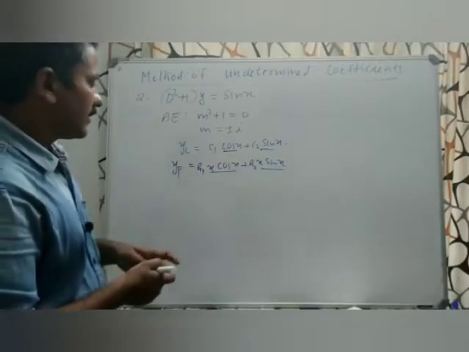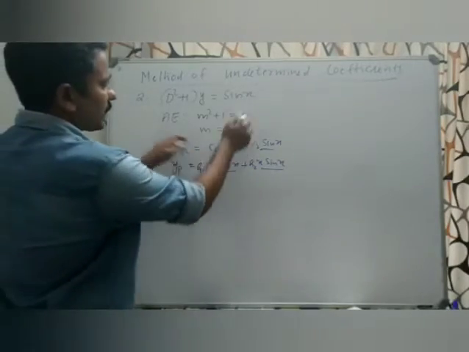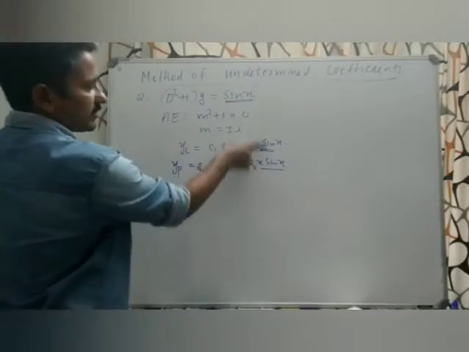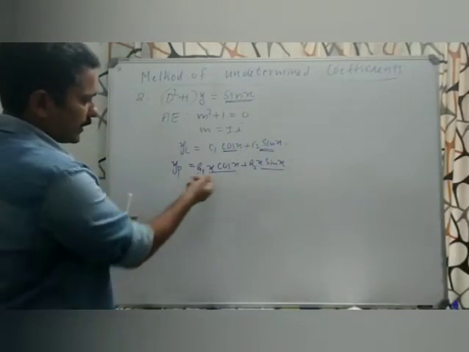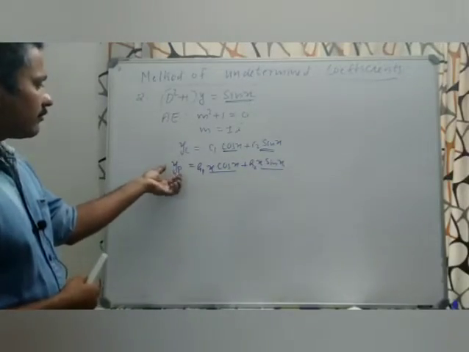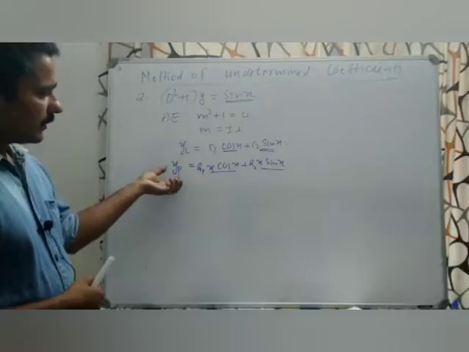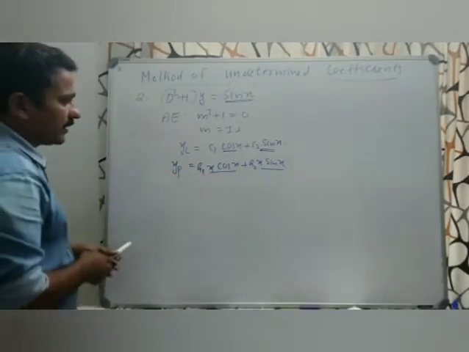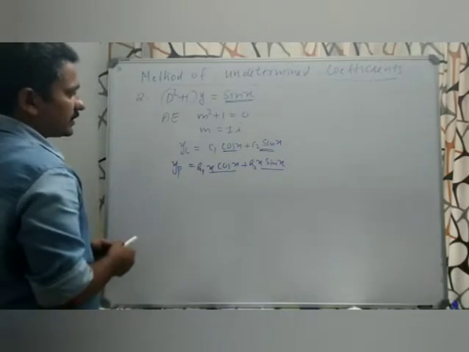It's because this sin x is there in the complementary function, therefore we have to put an x before that. Okay, that's the only difference. So when you write the general form of the particular integral, this thing has to be there in your mind. Okay, now the methods are the same.